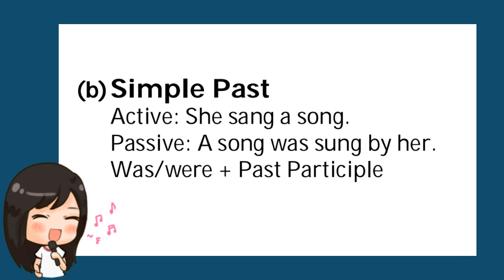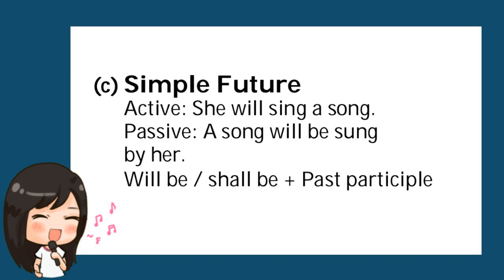Now we are moving to the next one, that is simple future tense. In active voice, the sentence is she will sing a song. In passive voice, a song will be sung by her. So will be or shall be plus V3 form of the verb should be used. So in simple present tense, it is am, is, are plus V3 form. In simple past tense, it is was or were plus V3 form. In simple future, it is will or shall plus be plus V3 form.